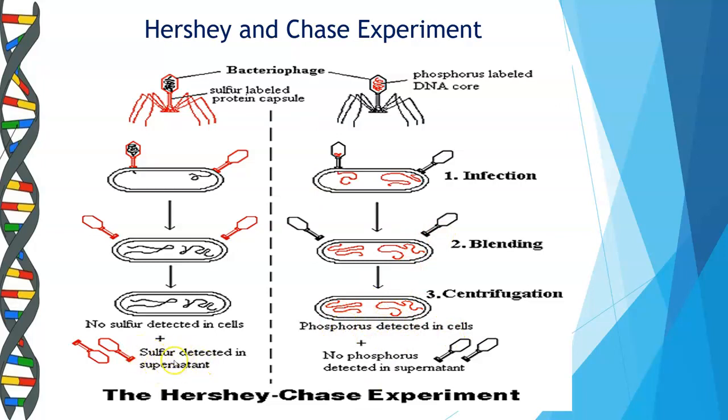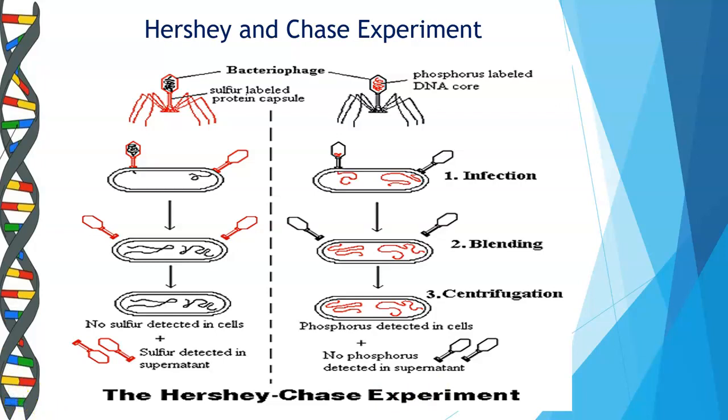That is, when the supernatants were tested, in the case of the cells that were infected with the radio-labeled proteins, the sulfur was detected in the supernatant and not in the bacterial cell, and in the ones infected with the radio-labeled DNA, the radioactivity was discovered inside the cell and no phosphorus was detected in the supernatant. This indicates that the proteins from the viruses did not enter into the bacteria. Therefore, the DNA is the genetic material that is passed from the virus to the bacteria.